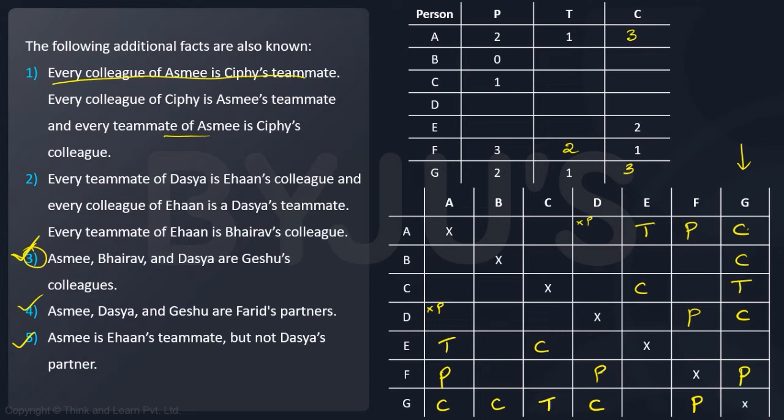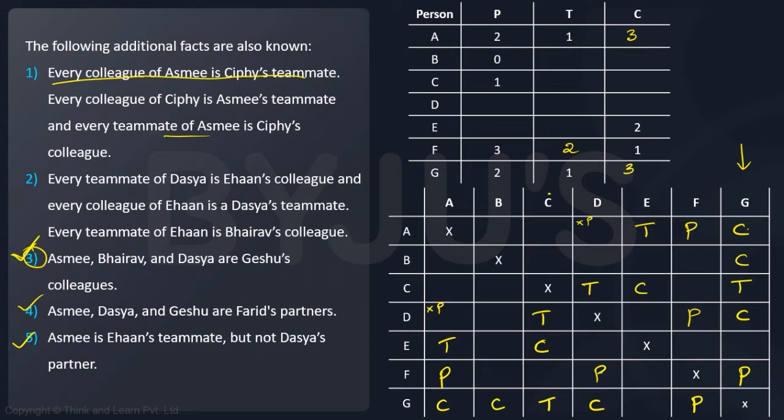Second, every teammate of D. Right now there are no teammates of D. Every colleague of E. Right now for E, there is a colleague, yes. C is a colleague of E. Every colleague of E is D's teammate. So C should be D's teammate. So C and D should be teammates. So this is filled.